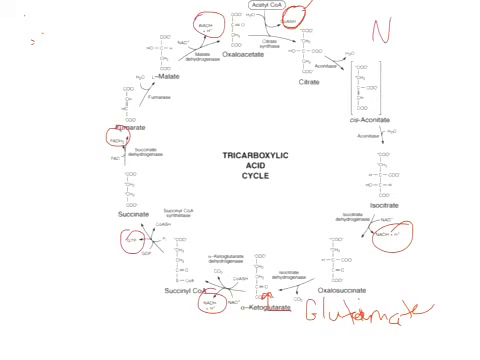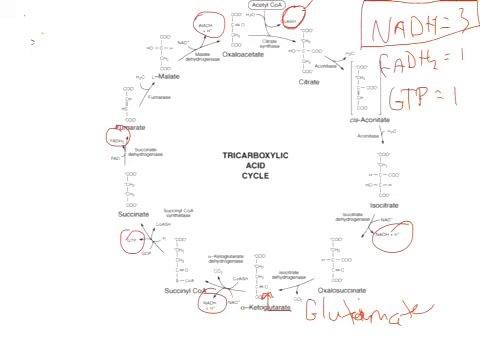So NADH, we get 3, and FADH2, we get 1, and we get a GTP/ATP equivalent of 1. So if this carries 2 electrons each, then I have 6 electrons there, 2 electrons from there. So the TCA cycle provides me with 8 high-energy electrons to feed into the electron transport chain.